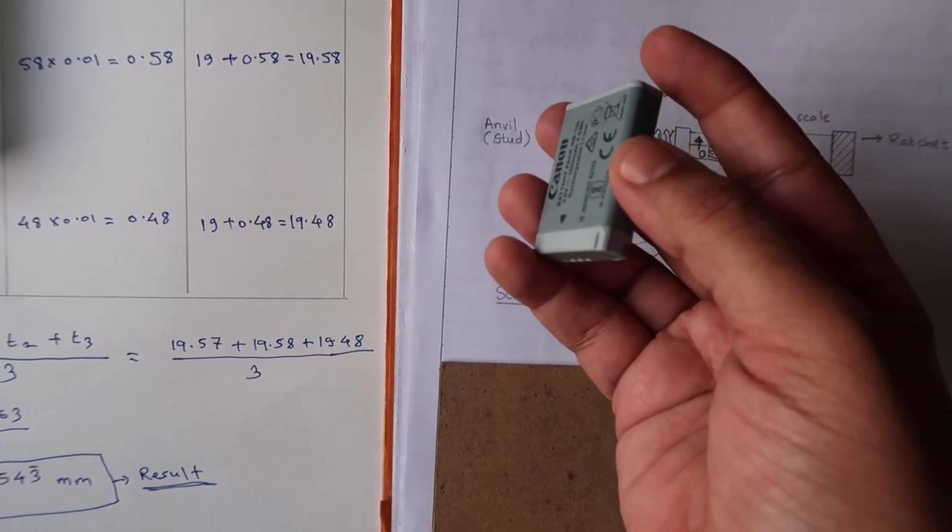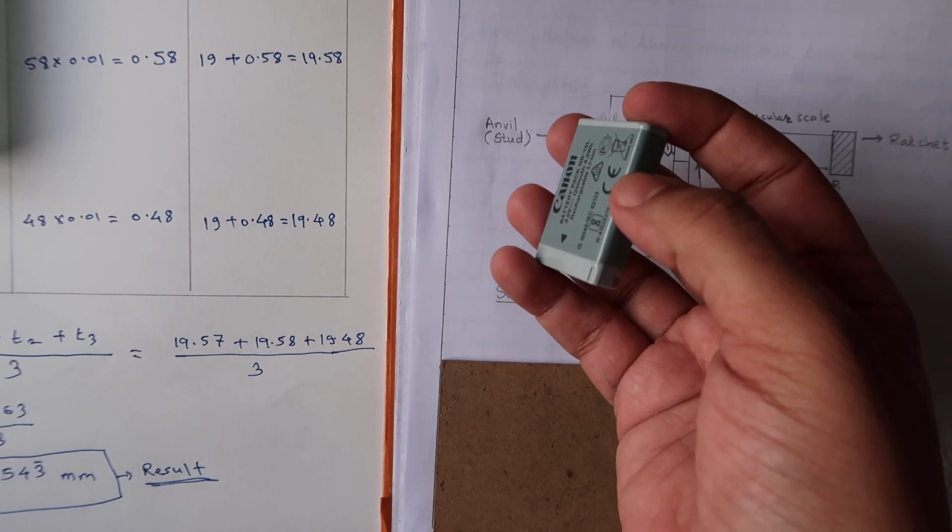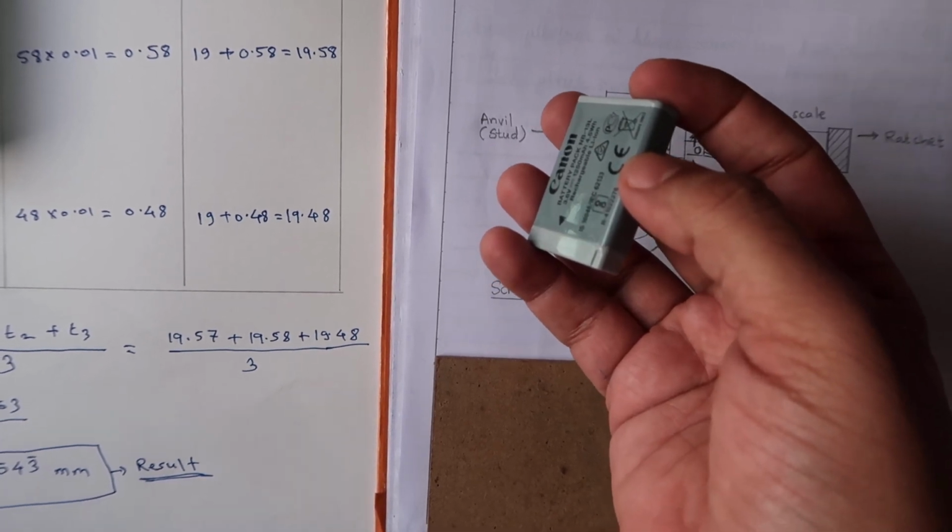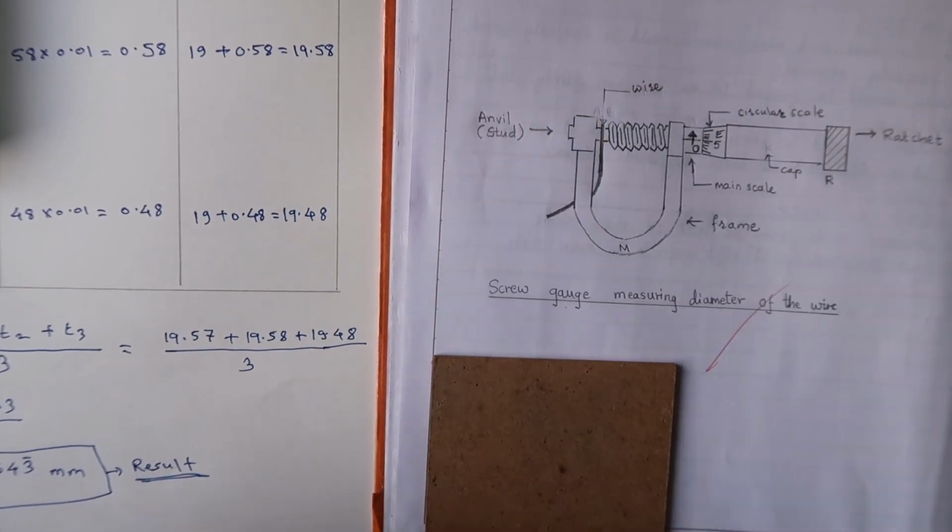In the next video we will see how to use vernier calipers to measure diameter of a metallic ball.